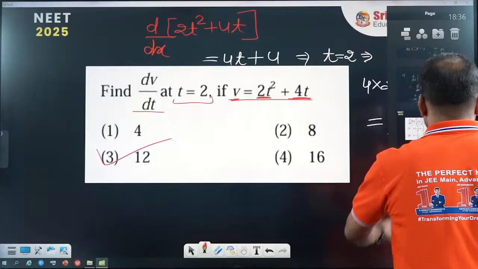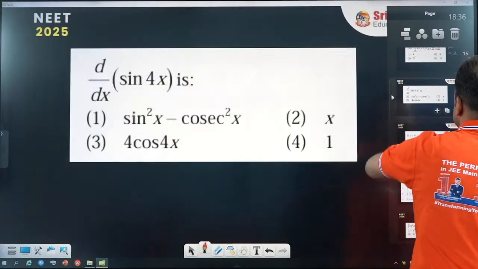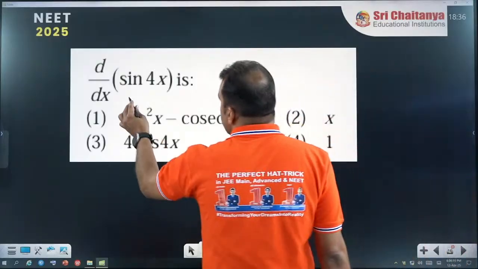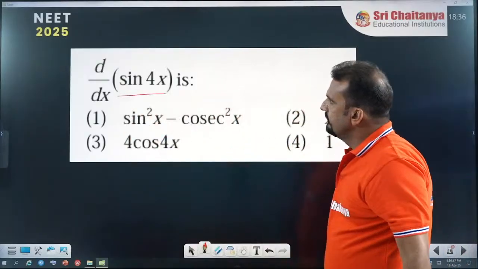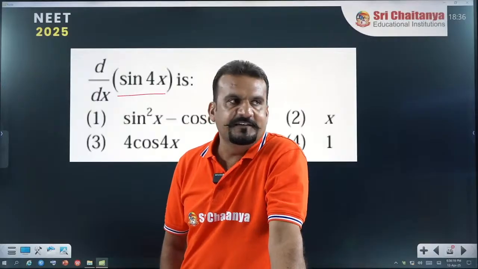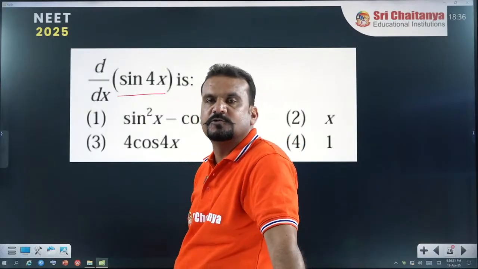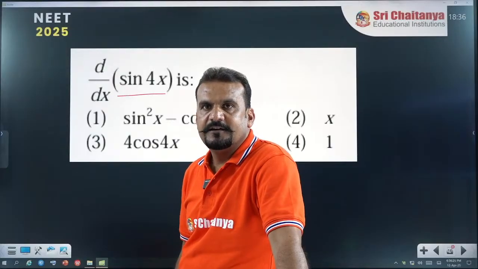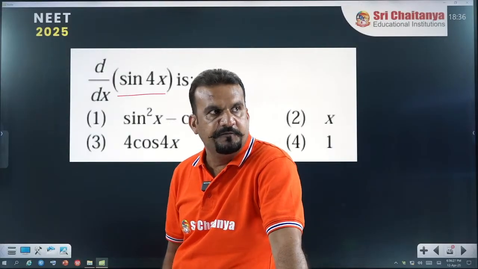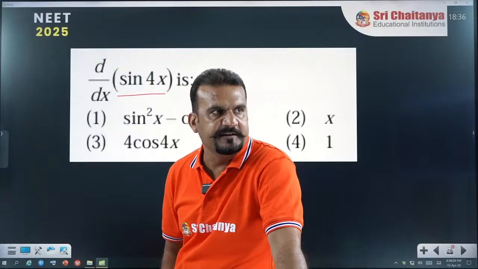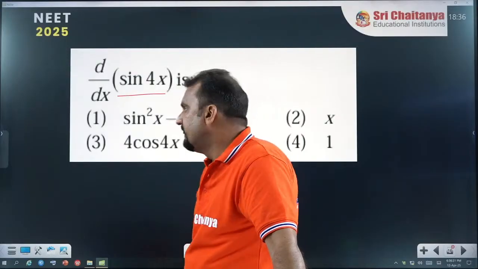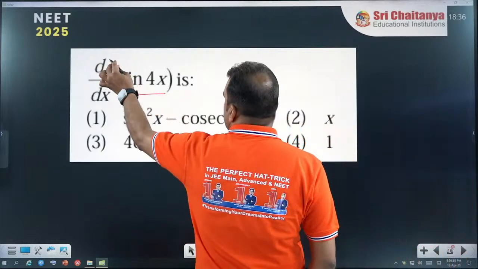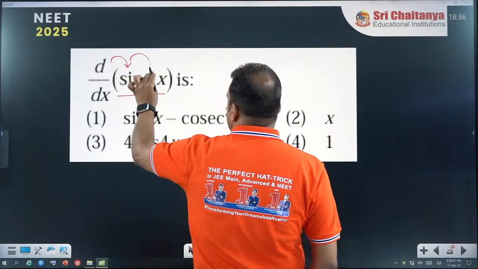Let us do some more questions. Do this question that I already told you. Differentiation of sine 4x with respect to x only. This is a trigonometric function with a function inside. That means this is called a function of a function. First one is sine, then after that 4x.